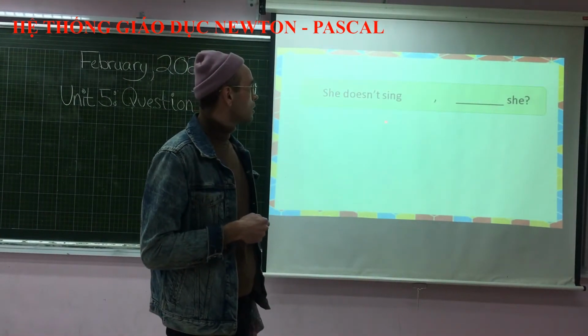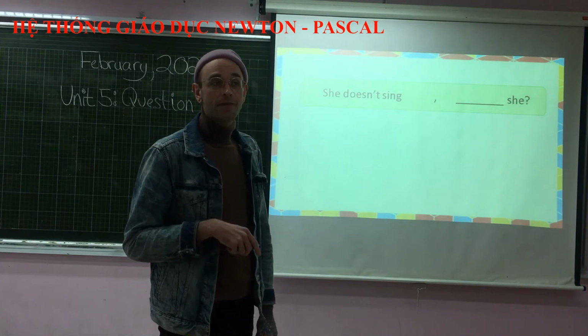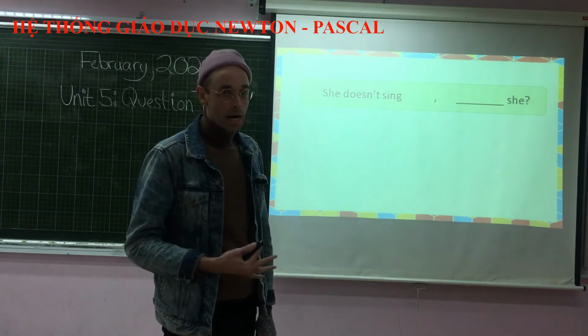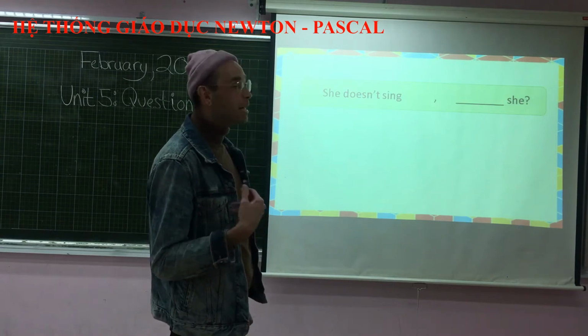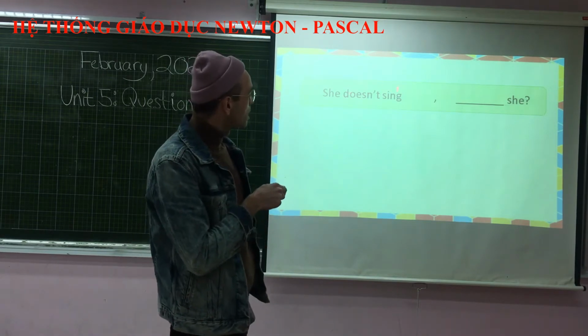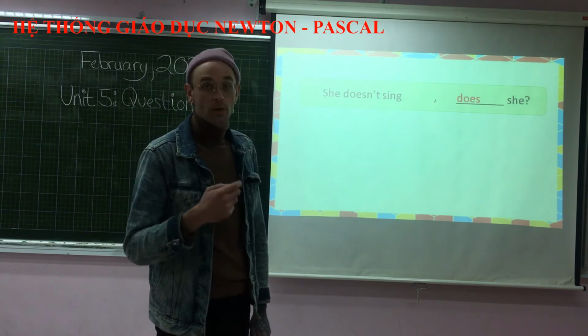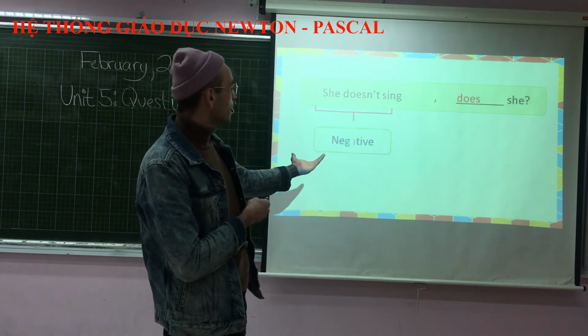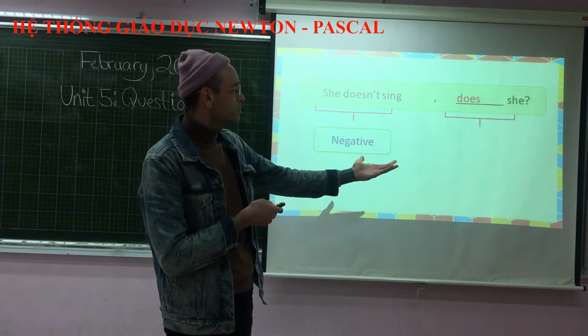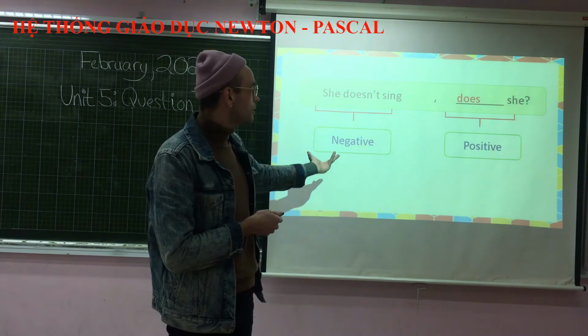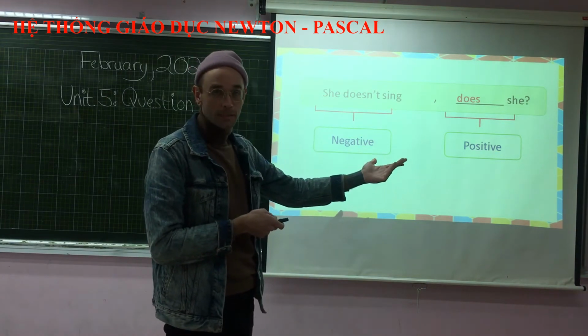So, since our statement is negative, that means our question tag must be positive. And the positive form of doesn't is does. Okay? So, if we're negative on the left, we must be positive on the right. Doesn't is negative, does is positive.